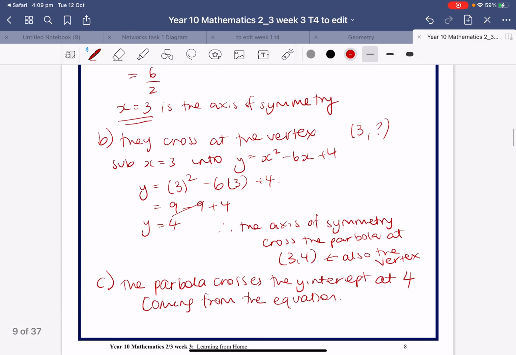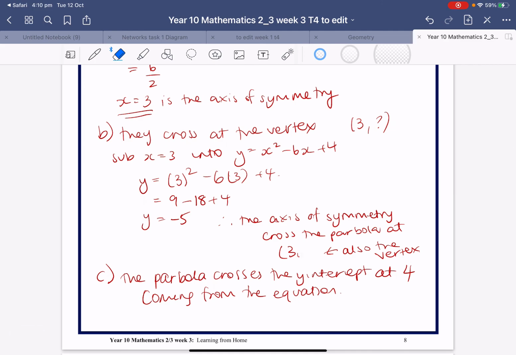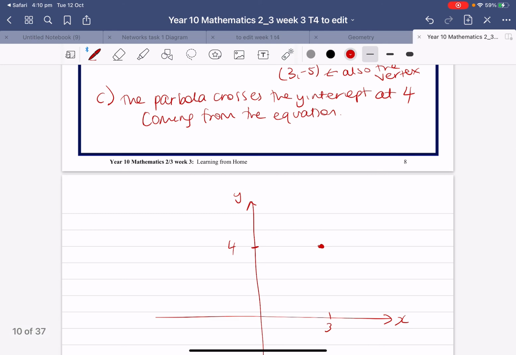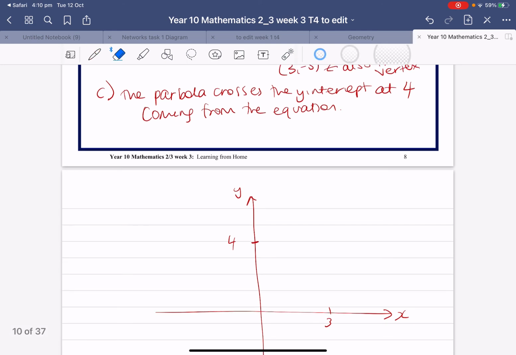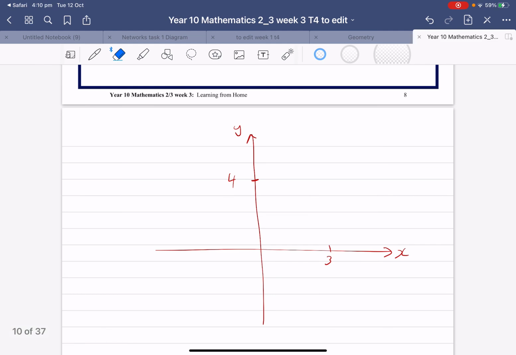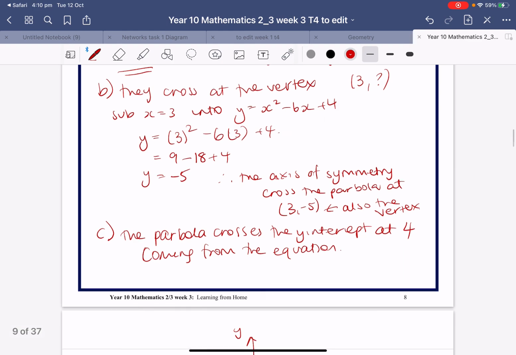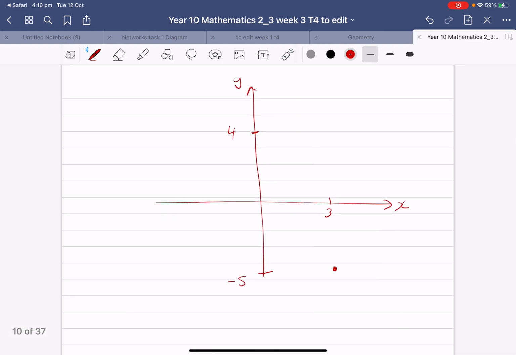Oh, 6 times 3, I apologize. 6 times 3 is 18. So 9 minus 18 plus 4 equals minus 5. I apologize, this is minus 5. Okay, so that makes more sense because it can't go through the intercept. So minus 5 is all the way down here somewhere, and that's going to be here.